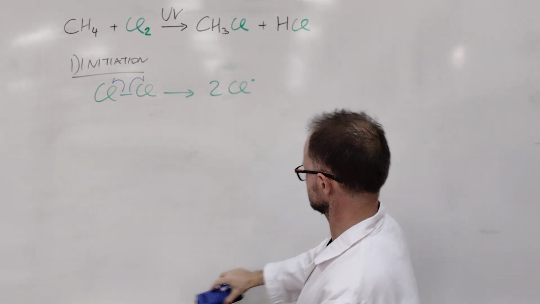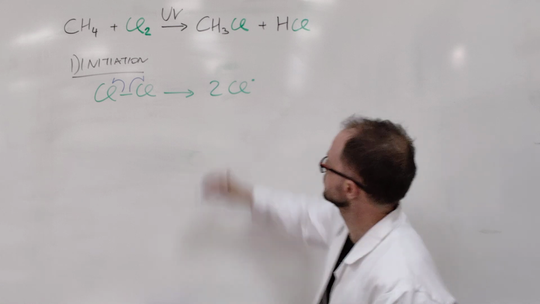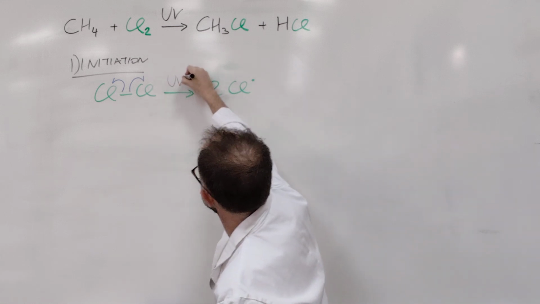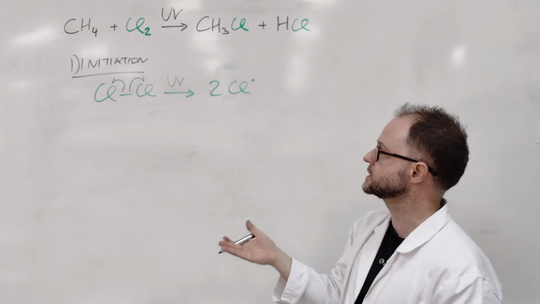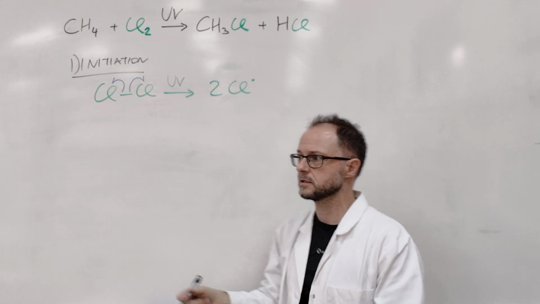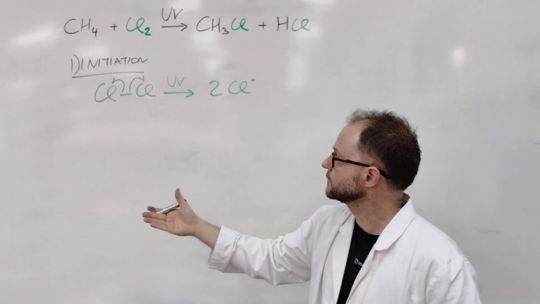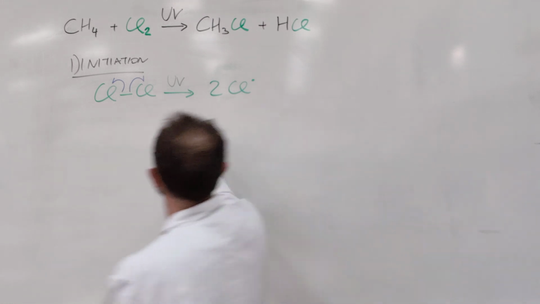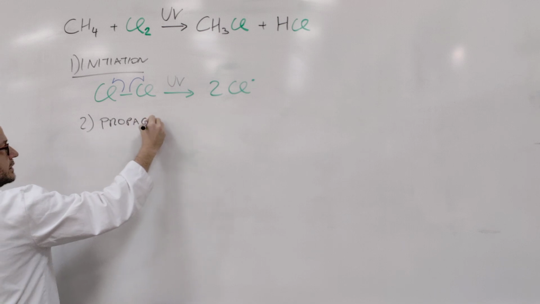Now, what happens next? Let's put the UV light in there to remind ourselves of this. So UV light is only used in the initiation step. Once the reaction starts, it'll keep on going to completion. So the second step is propagation.